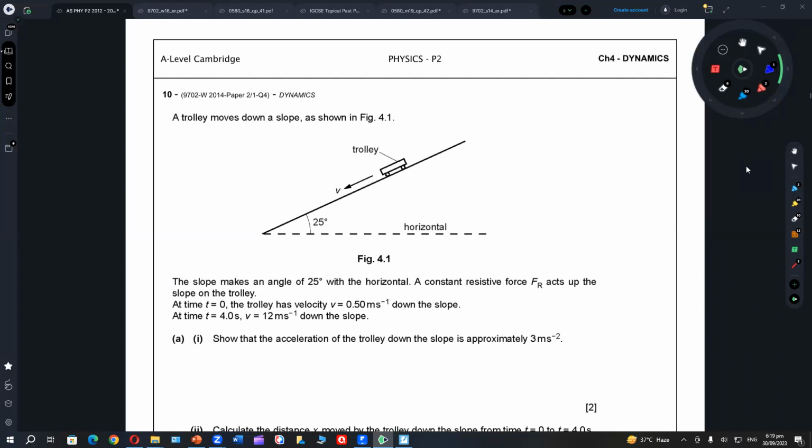November 14, 21/4. A trolley moves down a slope as shown. The slope makes an angle of 25 degrees with the horizontal. A constant resistive force Fr acts up the slope on the trolley.